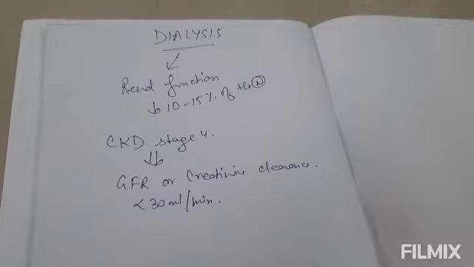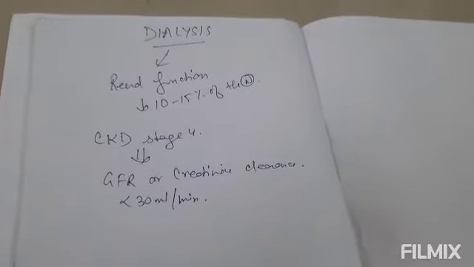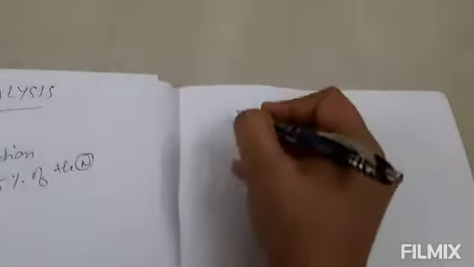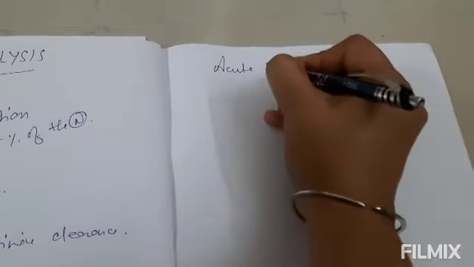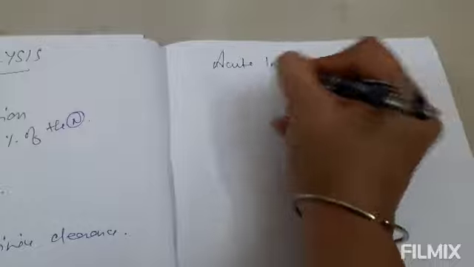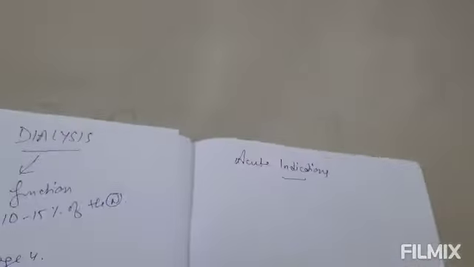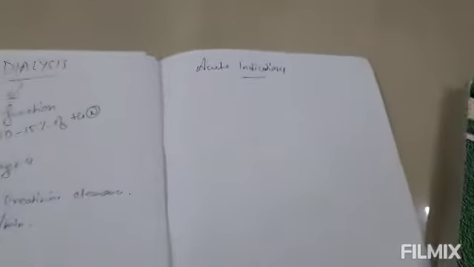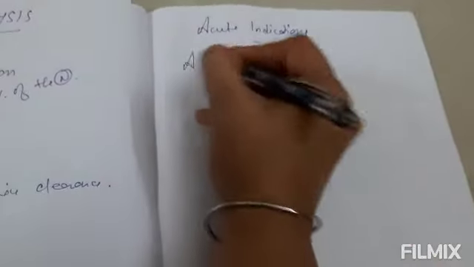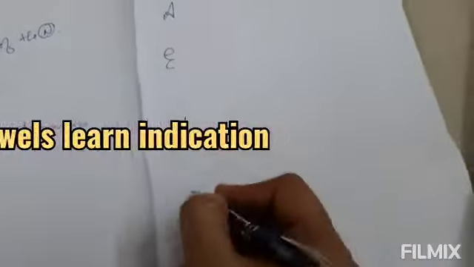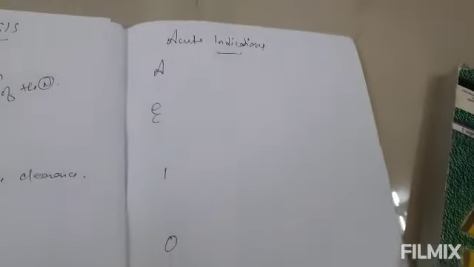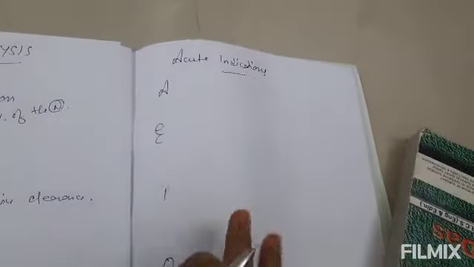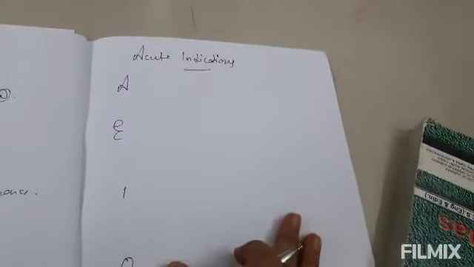Now moving on towards the acute indications of dialysis. So what are the acute indications of dialysis? You all have studied about the vowels. We all know what the vowels are: A, E, I, O, U. If you remember these vowels, you can easily say the indications of dialysis.